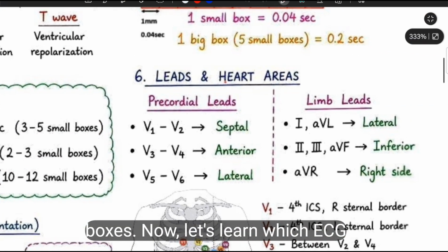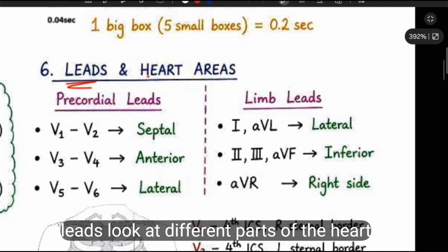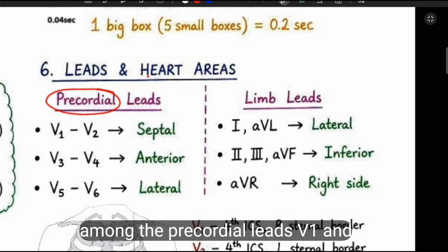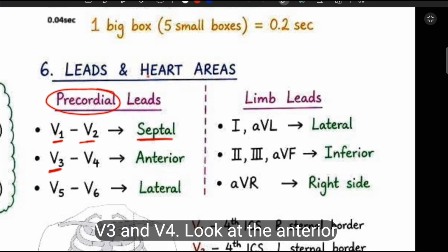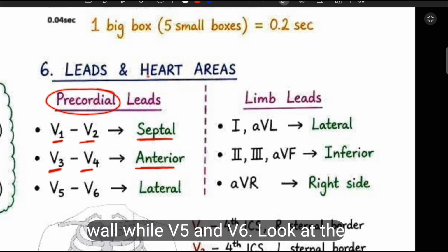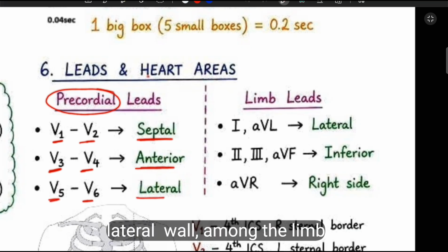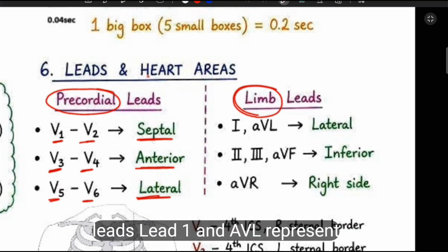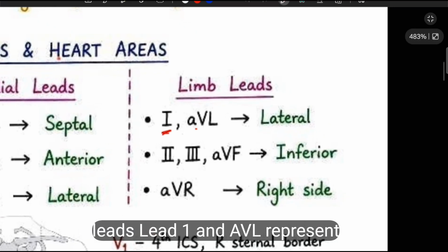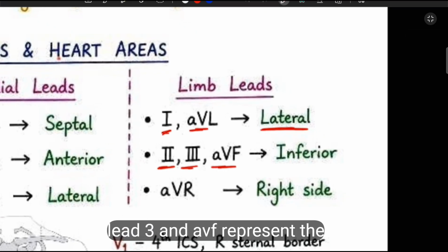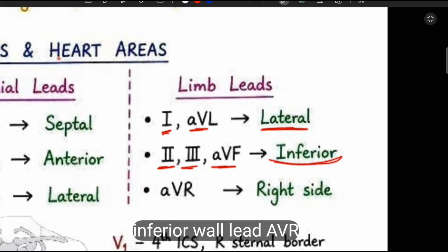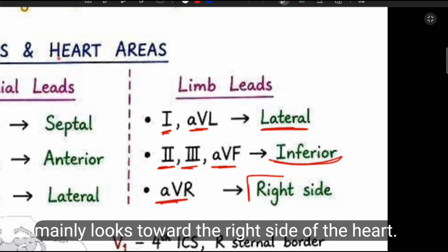Now let's learn which ECG leads look at different parts of the heart. Among the precordial leads, V1 and V2 look at the septal wall. V3 and V4 look at the anterior wall, while V5 and V6 look at the lateral wall. Among the limb leads, lead 1 and AVL represent the lateral wall. Lead 2, lead 3, and AVF represent the inferior wall. Lead AVR mainly looks toward the right side of the heart.